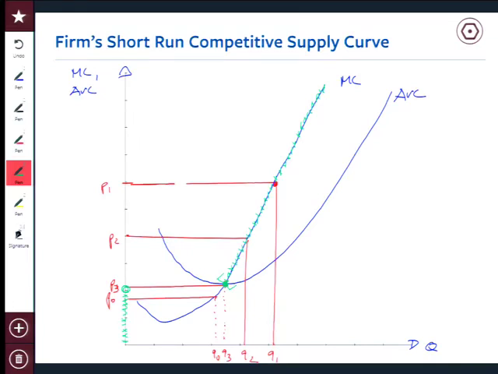So this green thing right here, which is a portion of the firm's marginal cost curve, this is your short run firm supply curve for a competitive firm. It says that in the title, but I was just excited, so I wanted to write it again. Okay? So that's your supply curve. That's the firm's supply curve.